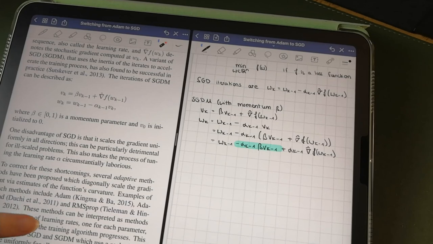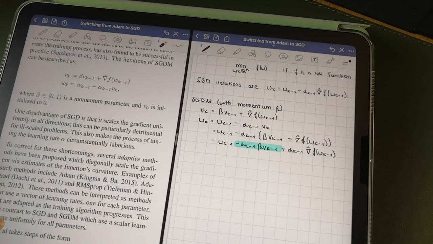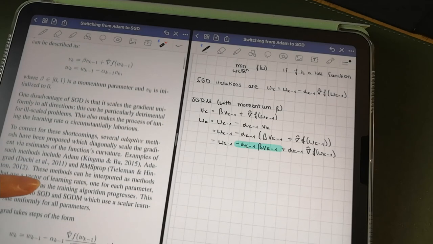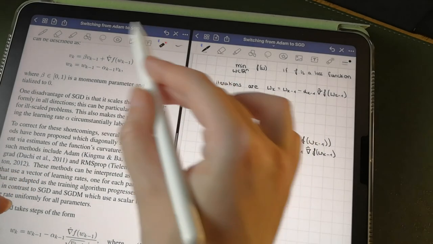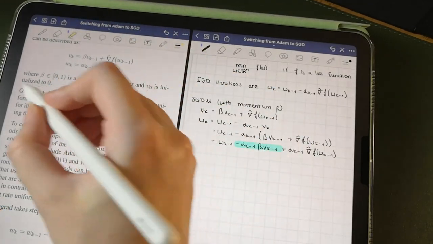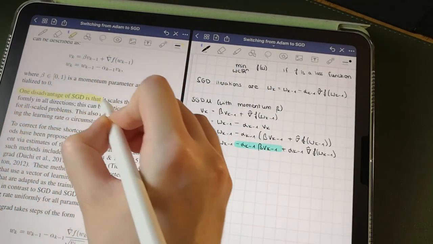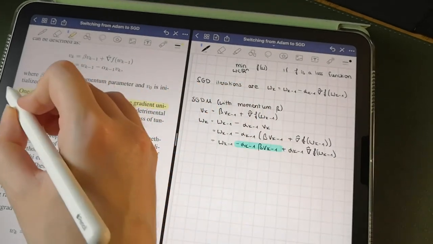One disadvantage of SGD is that it scales the gradient uniformly in all directions. This can be particularly detrimental for ill-scaled problems. This also makes the process of tuning the learning rate, alpha, circumstantially laborious. That's interesting. Okay. I haven't thought of it in that way before.